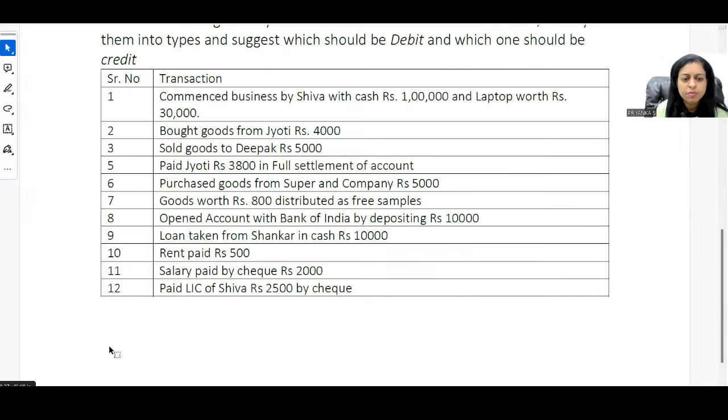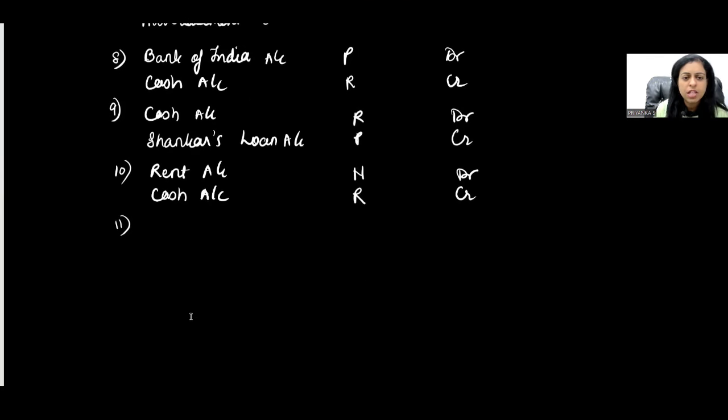Next, 11th. Salary paid by check 2,000. Now here very specifically, if you see, they have given us the check is mentioned, right? So salary is paid by check. So one account is salary account. Second account, which account do we have? Which bank? We have opened an account in Bank of India. So Bank of India account.